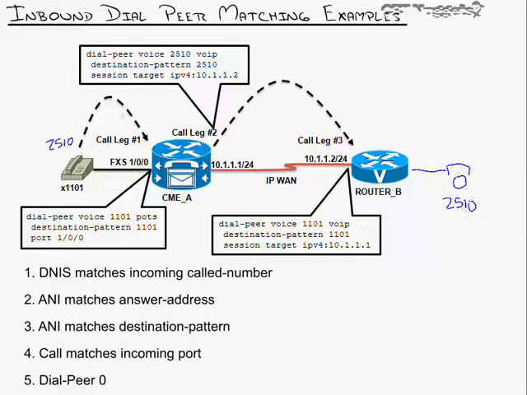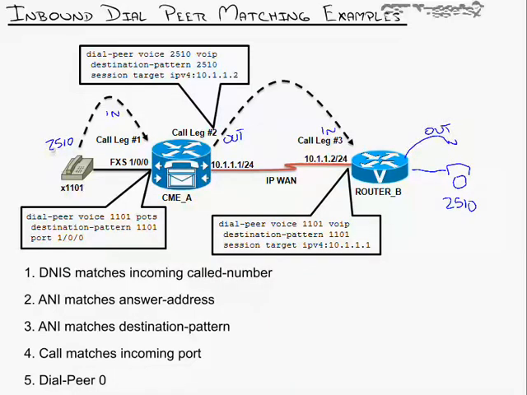Now, you notice we have call legs. It's coming in right here, so we're going to need some kind of inbound dial peer match. Then it's going out right here. It's leaving, so we have to have an outbound match here. Then it's being received by router B, and that's going to be another inbound. And then, once again, we're going to be going outbound right here. So in this scenario, here's what the router does.